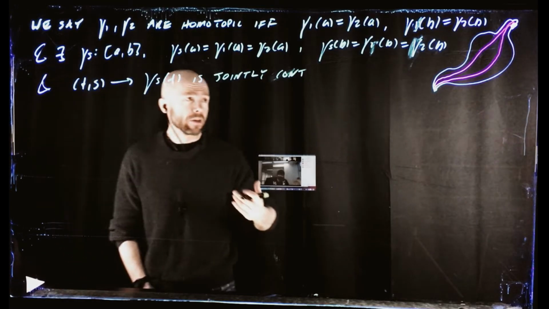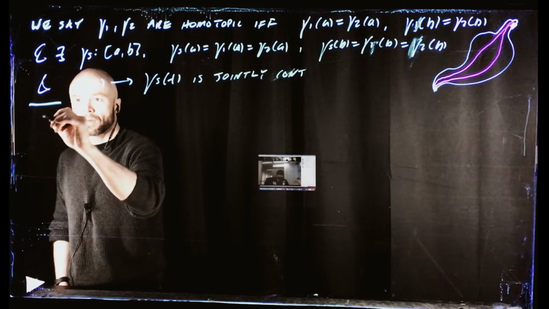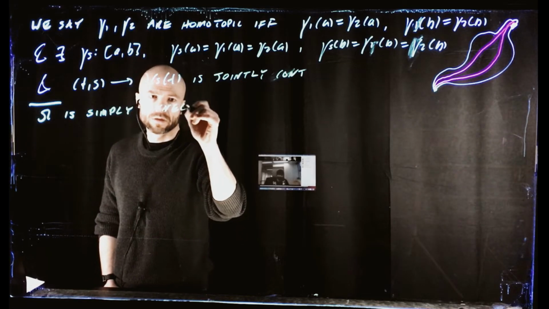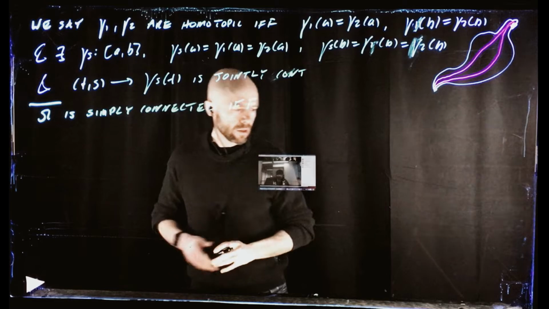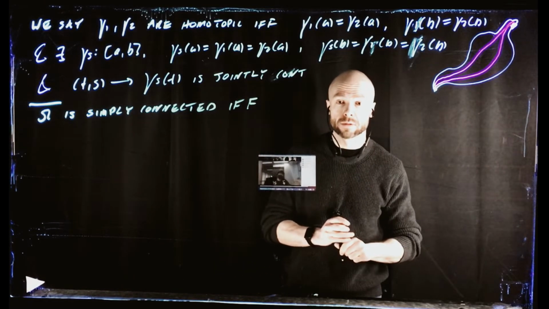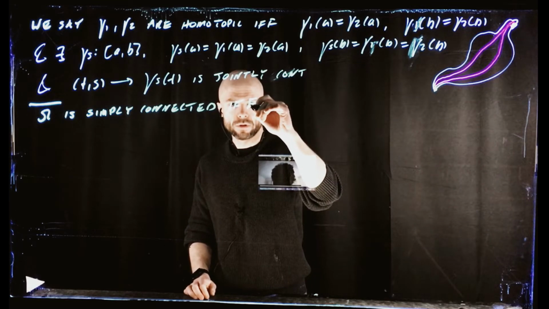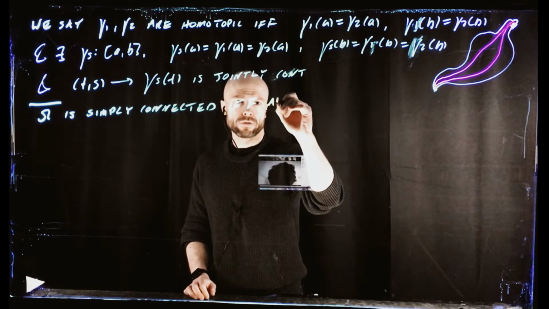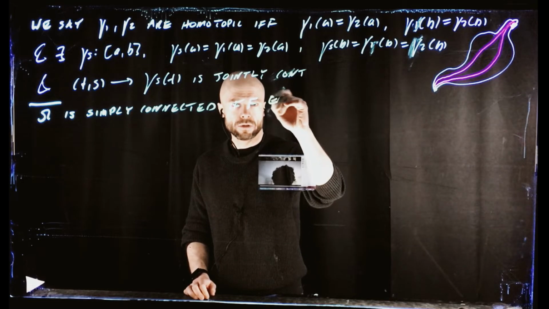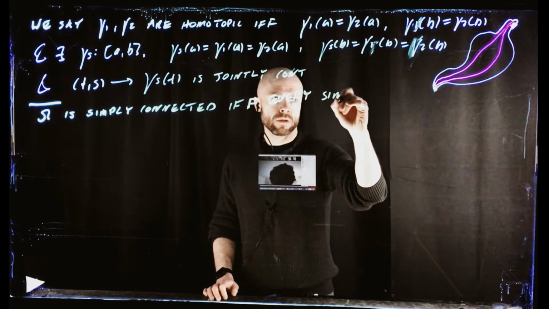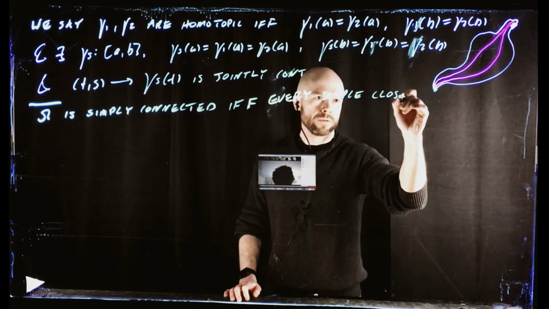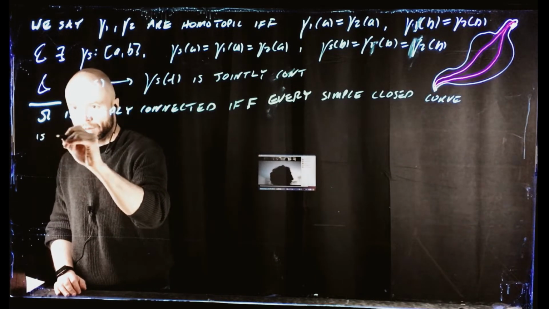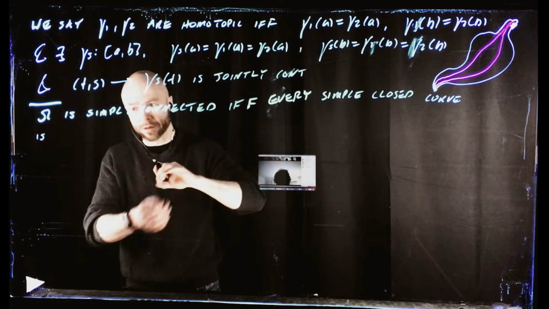And we say omega is simply connected if and only if every simple closed curve is homotopic to just a single point, to a curve that is just the constant curve at a point.